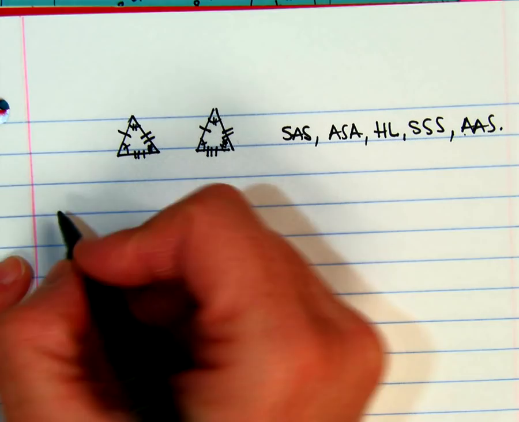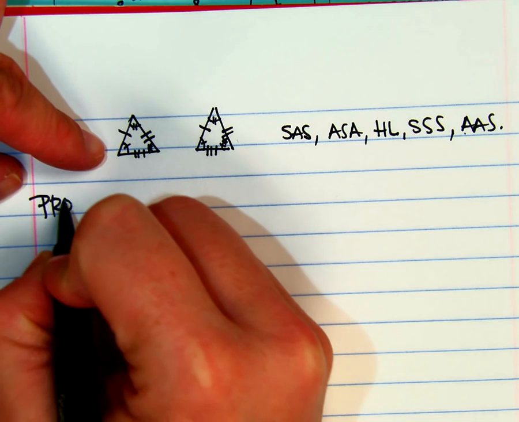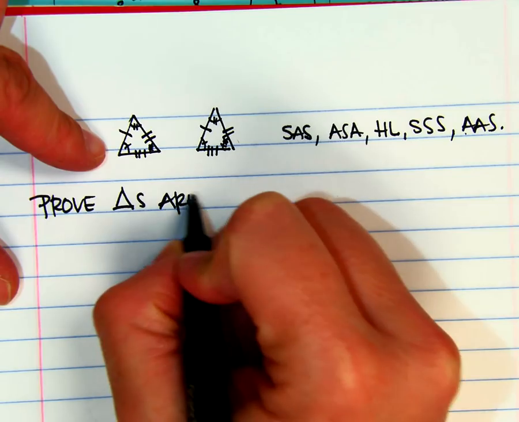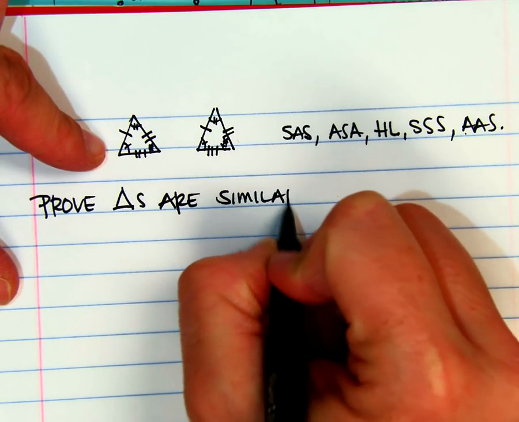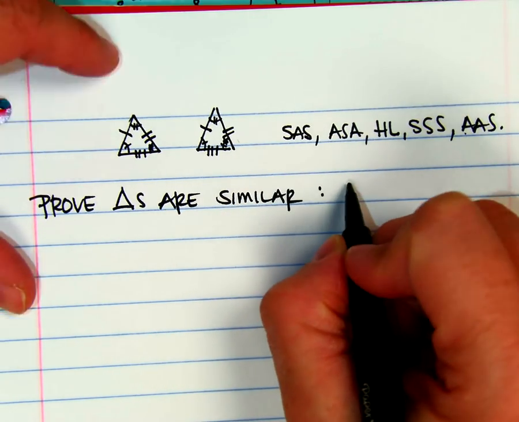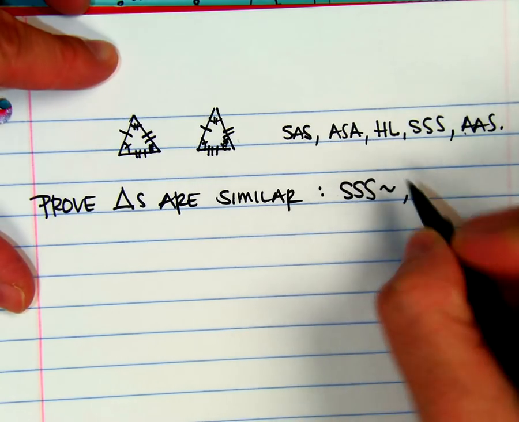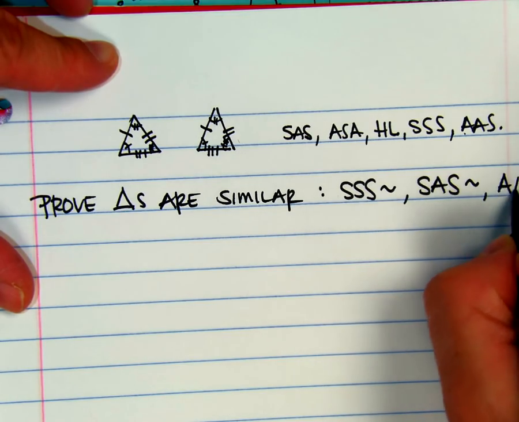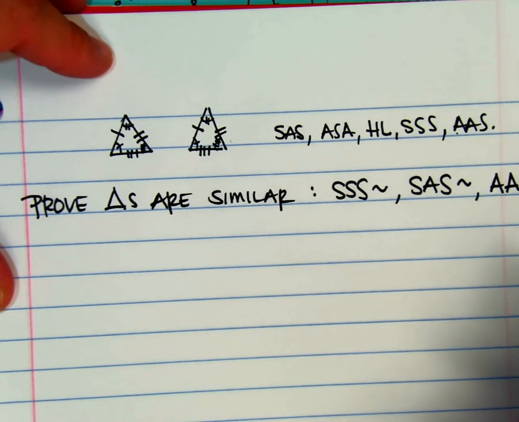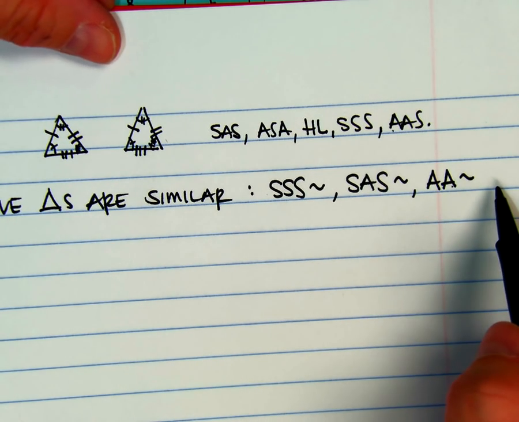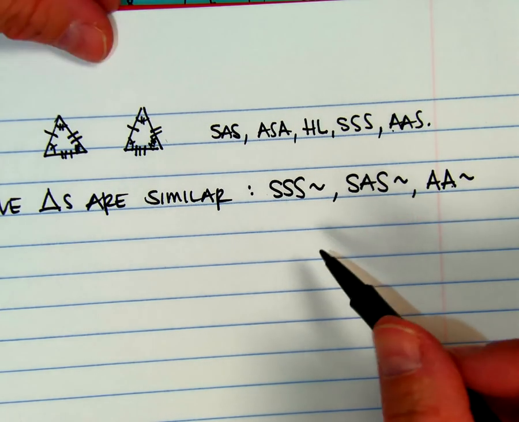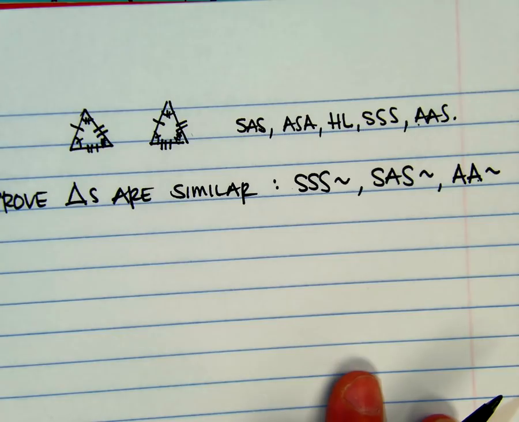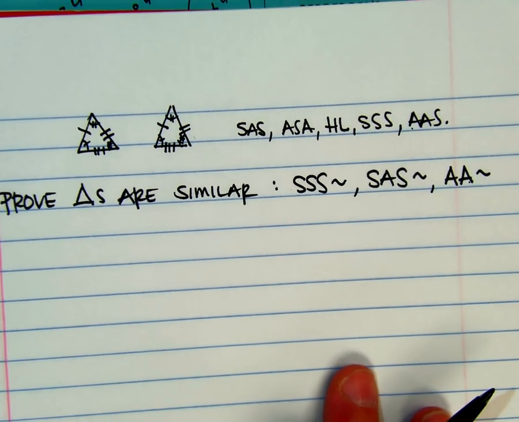When you prove triangles similar, we can prove them by side, side, side similarity, side, angle, side similarity, and angle, angle similarity. And the reason why we don't have to have angle, angle, angle is because we know from previous chapters that if you know 2 of the angles, you know the 3rd one. Okay, so here are the methods that we are going to be using.